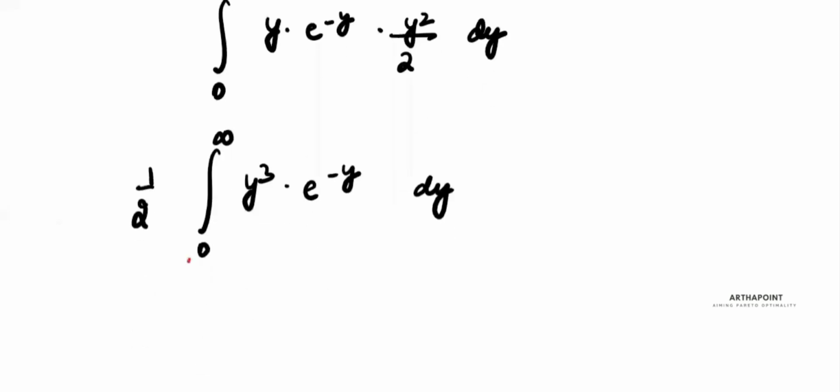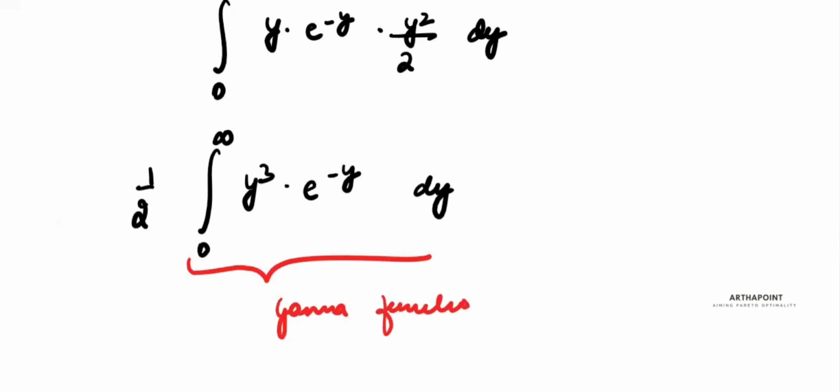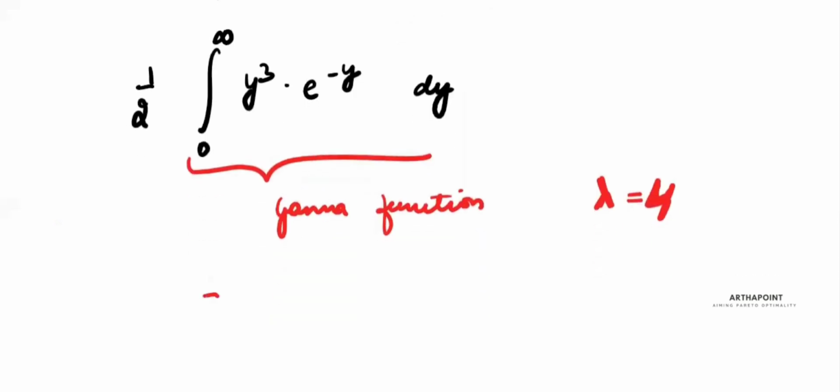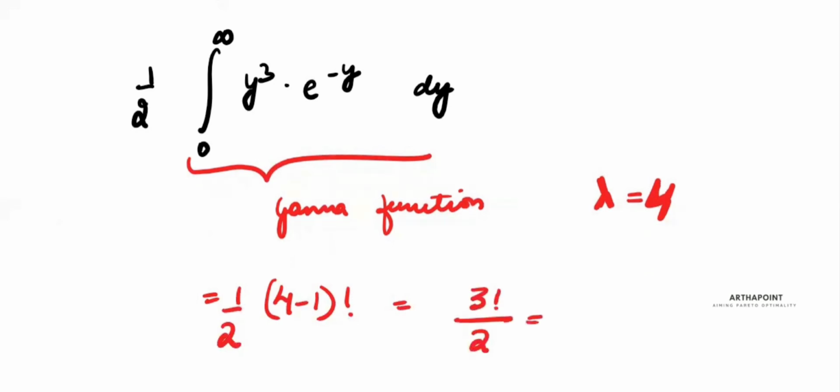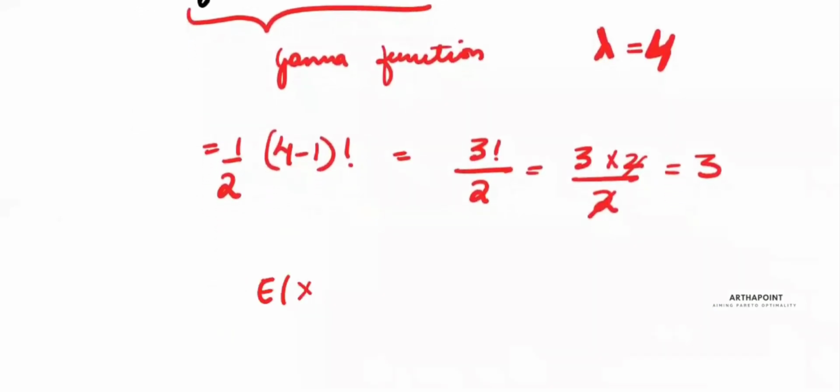But this is again your gamma function. And the value of lambda in this case is going to be 4. Only then you will get 3 here. So its answer is going to be 4 minus 1 factorial. And remember, you have half here. So 3 factorial by 2. So this is 3 into 2 by 2. So this is also your 3. So the expected value of xy will be 3.